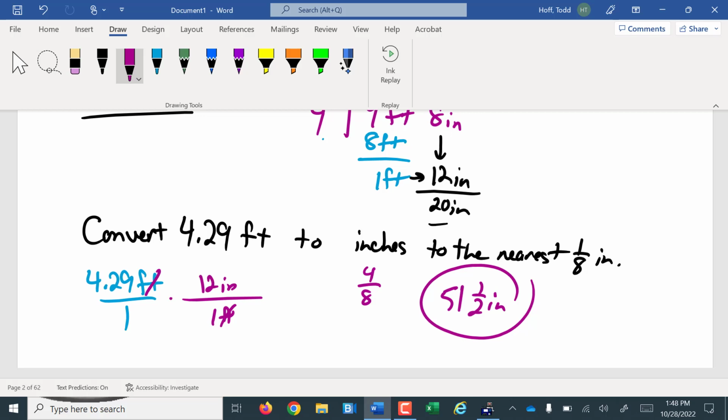There you go, extra protein. Yeah. Got some.